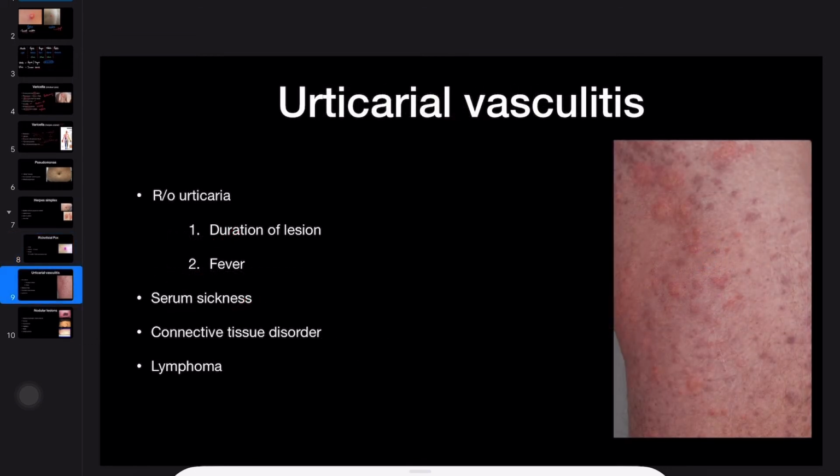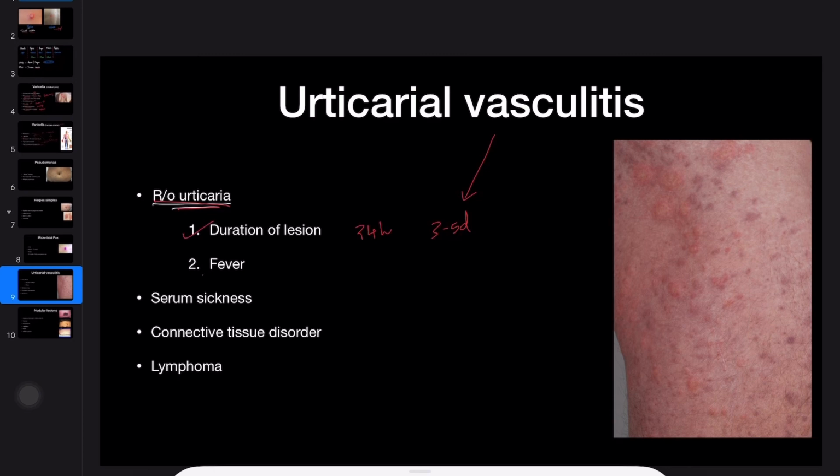So urticarial vasculitis is the second last topic for today. The first thing you will need to do in case of urticarial vasculitis is to rule out urticaria. Now, how will you rule out urticaria? First of all, urticaria stays for a matter of hours, say 24 hours. However, urticarial vasculitis will be present for 3 to 5 days. So this is the first differentiating factor.